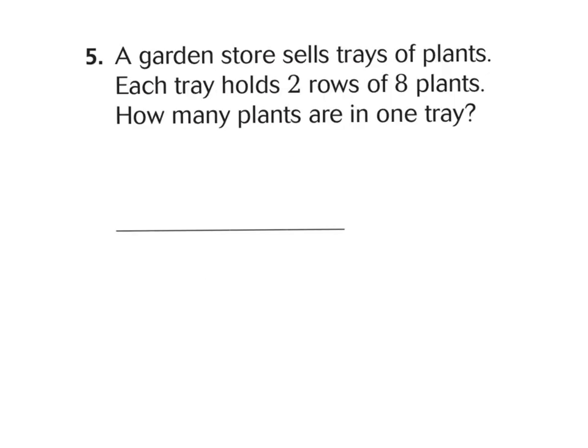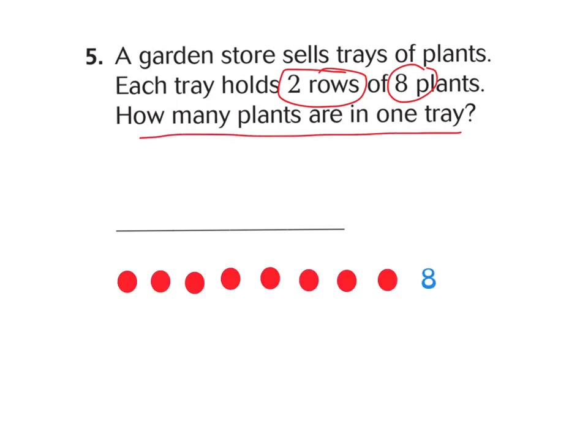Now let's look at problem solving number 5. A garden store sells trays of plants. Each tray holds 2 rows of 8 plants. How many plants are in one tray? First, I will create an array using 2 rows of 8. Then I will count the counters to see how many plants are in one tray.